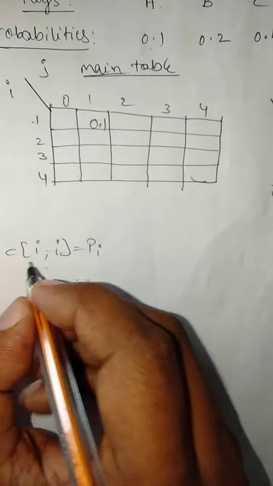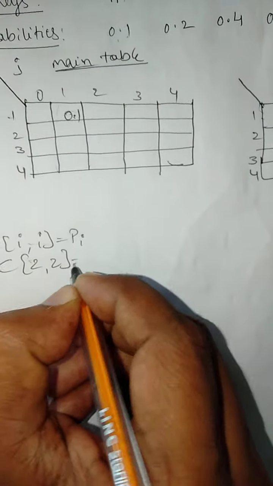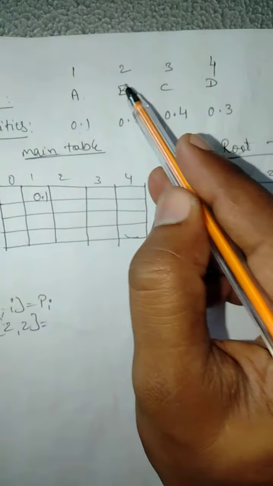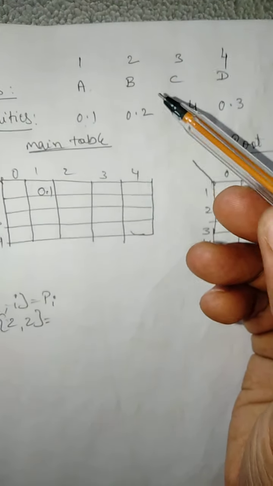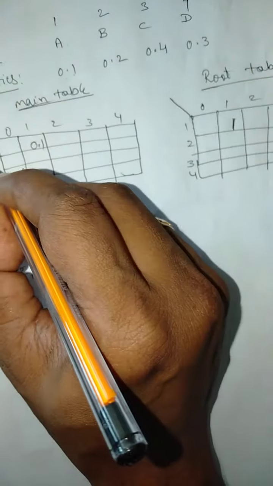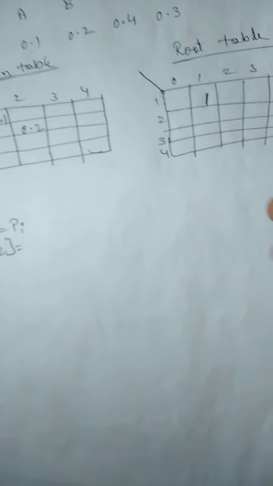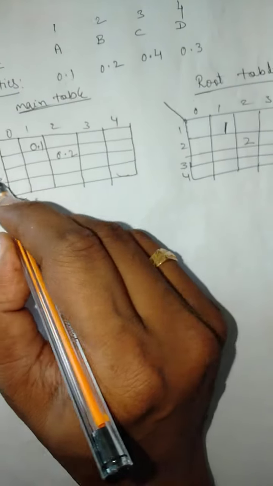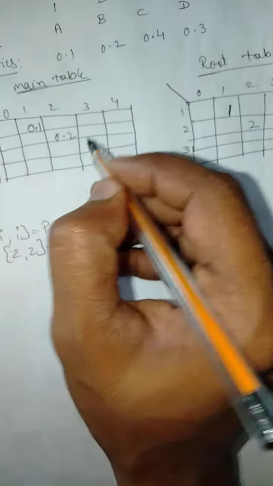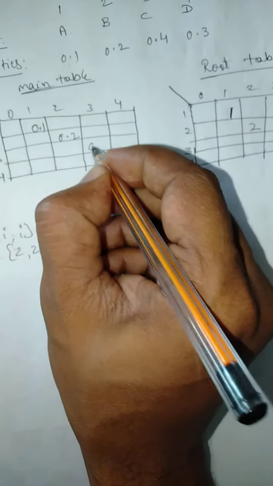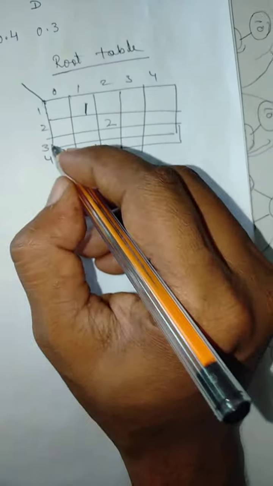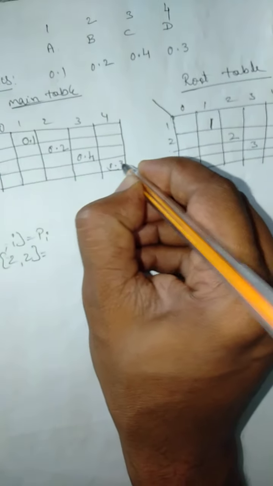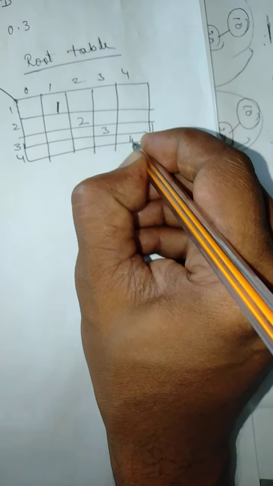Next, if it is C of 2 comma 2, what does it mean? We have only the second key as the root node. The probability of 2 comma 2 is 0.2, and the second key itself is the root node. Therefore, in the root table, 2 comma 2 is 2. Similarly, C of 3 comma 3 is 0.4, and the root node is the third key. C of 4 comma 4 is 0.3, and the root node is 4.